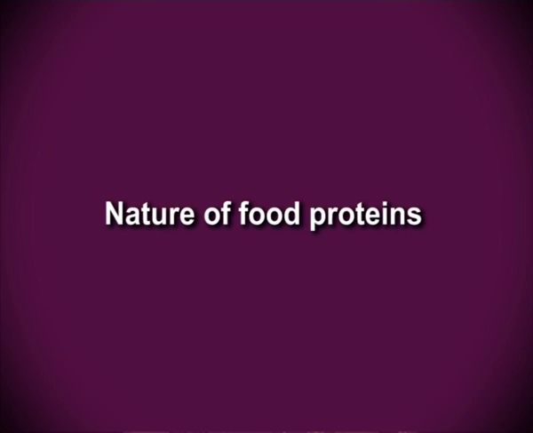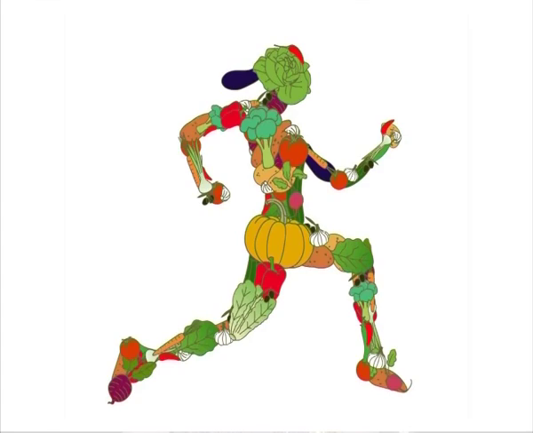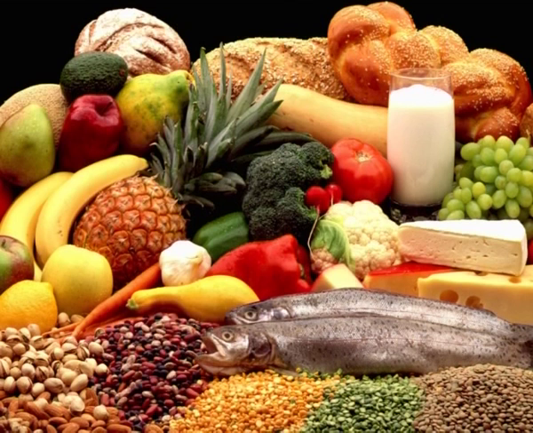Coming to the next subtopic, that is nature of food proteins. The formation of body tissue in a growing organism requires a never-ending supply of amino acids for building new tissues as well as for repairing the old worn out of the existing body tissues. The protein obtained naturally in our diet includes both plant and animal sources.